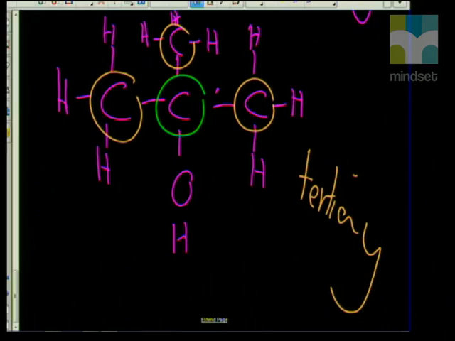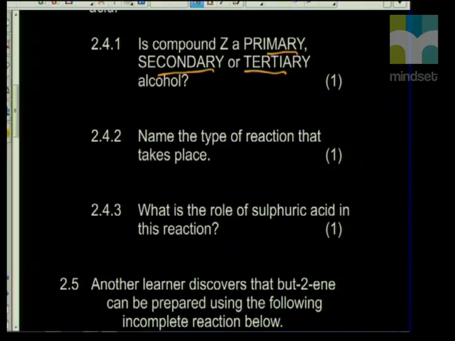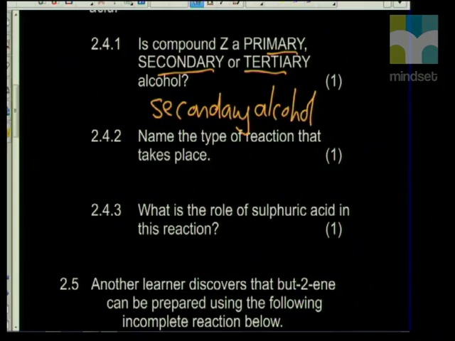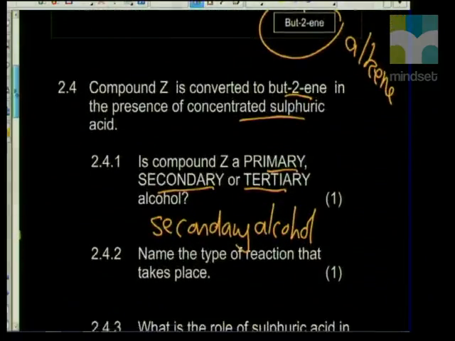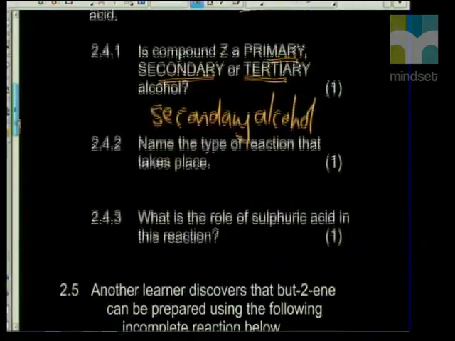Okay, I hope you can see how to do that, and that should make it very clear what the answer is. The answer that we want to put down there is that this one happened to be a secondary alcohol. Only put down the name that they've asked you, a secondary alcohol, and it's only 1 mark in any case. Now, we've been asked to name the type of reaction that's taken place to go from Z to butene, which is converted in the presence of sulfuric acid.